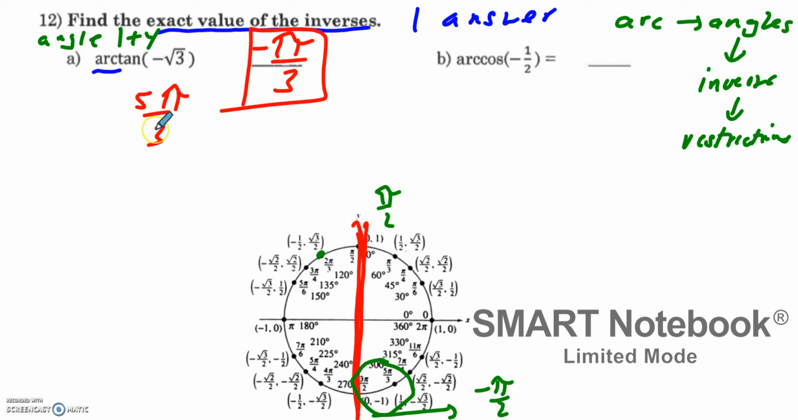And 5 pi over 3 is not between these two values, but negative pi over 3 is between these two values. So if I look at part B here, I paused and I erased the circle here.